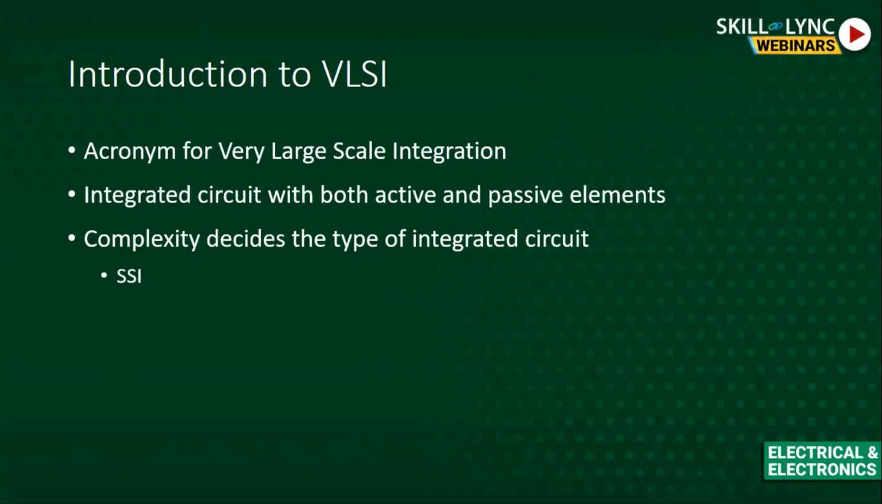For example, SSI, small scale integration: if our circuit consists of 10 to hundreds of transistors, we call it small scale integration. Next, MSI, medium scale integration: if we have transistors between 100 to thousands, we call it MSI. Then we have LSI: if we have greater than 10,000 transistors in the design, we call it LSI. And then VLSI, our focus here, very large scale integration: if we have around 1 million transistors in our integrated circuit, we call it VLSI.